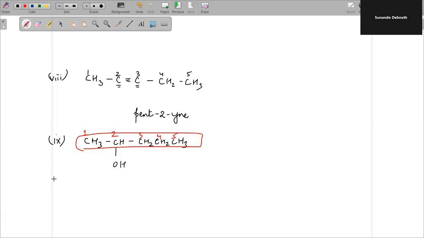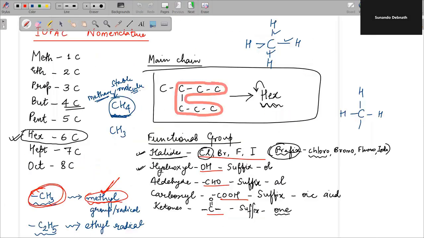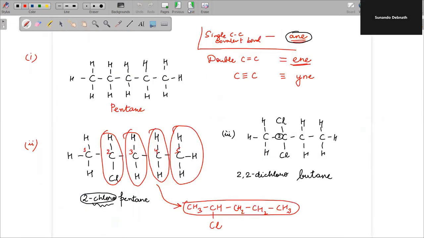The numbering has been done from the left end, because then only this OH functional group has got the lowest number 2. Otherwise, if you have started the numbering from this end, like this 1, 2, 3, 4, 5, तो फिर 4 मिलता, 2 नहीं मिलता, लेकिन हमें लोएस्ट नंबर देना पड़ेगा फंक्शनल ग्रुप को. यू नो दैट OH इज अ फंक्शनल ग्रुप, अल्कोहल, राइट? हाइड्रोक्सिल या अल्कोहल बोल रहे हो उसे. एंड ol इज द सफिक्स एडेड, ol याद रखो, फॉर OH ग्रुप.